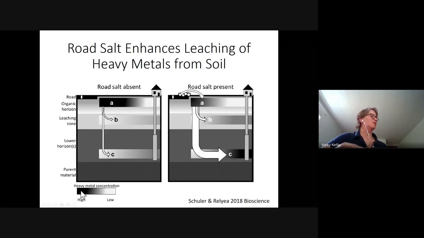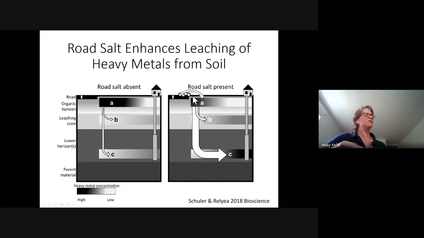The heavy metal concentration is illustrated down here on the lower left. The dark represents high heavy metal concentrations, and the light, low heavy metal concentrations. So you see when road salt is absent, some of the heavy metals flow off of the road into the soil, and they pretty much stay in these upper horizons. Very little of it is carried down into the deep groundwater where drinking water wells tap. So now look at this illustration on the right where road salt is present.